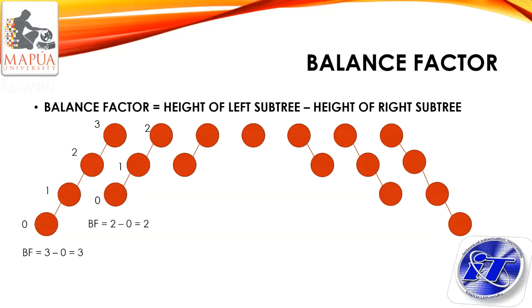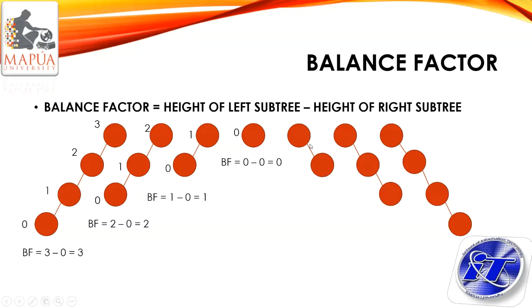Again, the balance factor is positive. Therefore, it's skewed to the left. And for the 2 node, so 0, 1, balance factor, 1 minus 0, since we don't have a right subtree, that's why it's 0 for the height of the right subtree. So the balance factor is 1. And in case there is no child in a node, the balance factor will be 0 minus 0 is equal to 0.